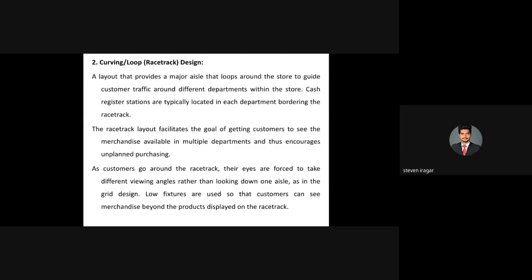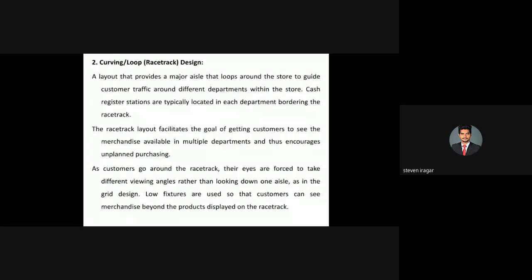Okay, and also the customers cannot escape from different departments, because their eyes are more focused on taking different views or angles. Especially this is not allowed in the grid type, because in a grid what happens is you will be having racks, something very taller than you, and you cannot see what is next to your rack. You have to go to that particular rack, then you will come to know what exactly is available.